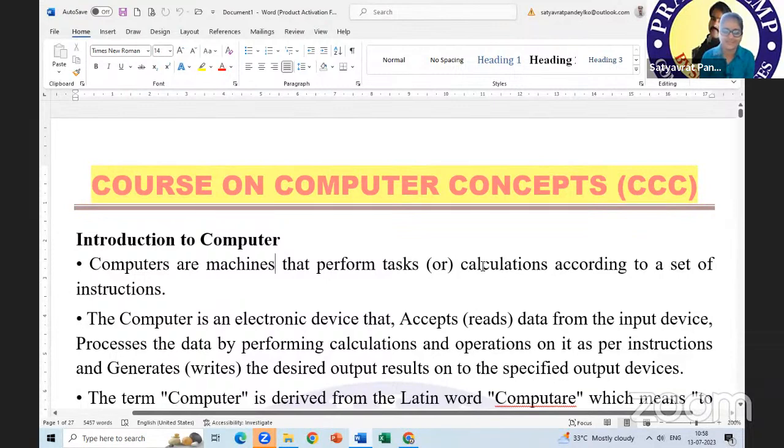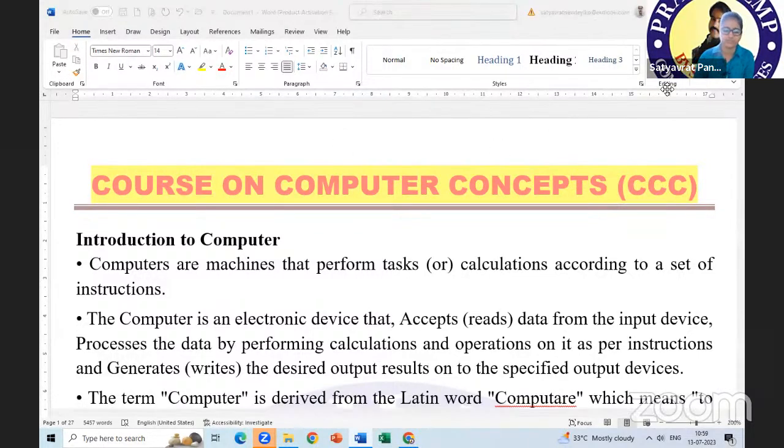Hello students, today we are going to learn about computer concepts. So what is a computer? First of all, introduction to computer. Computers are machines that perform tasks or calculations according to a set of instructions.